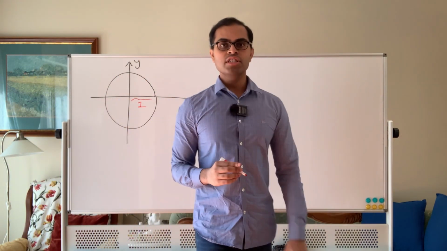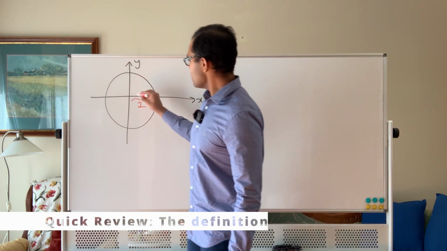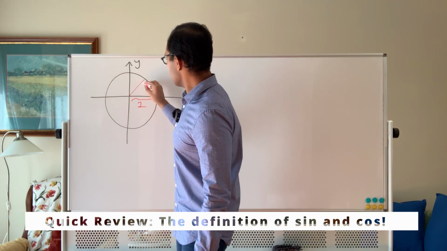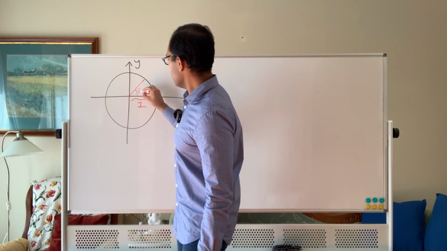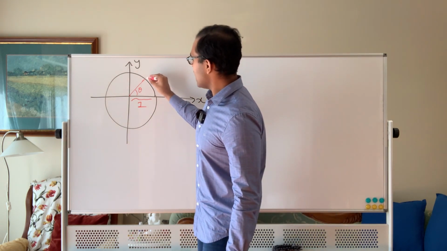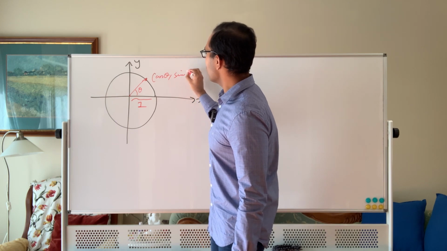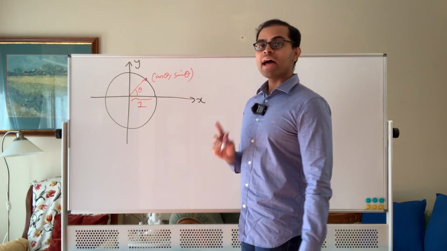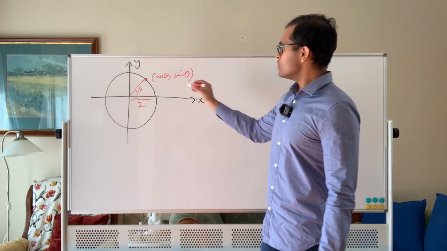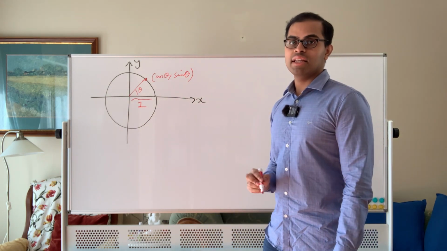And what is the definition of sine theta and cosine theta? The definition is that if you have an angle of theta here, then the x coordinate of the point is cosine theta and the y coordinate of the point is sine theta. And this works for every angle between 0 and 360. So you can define cosine theta and sine theta that way.